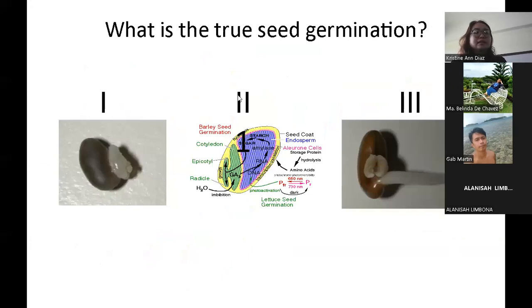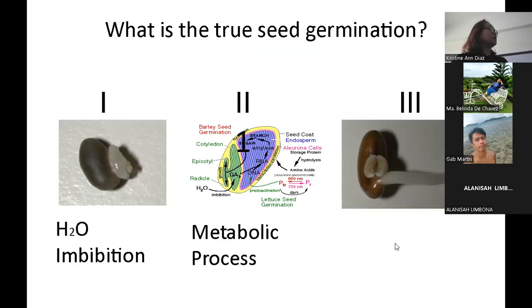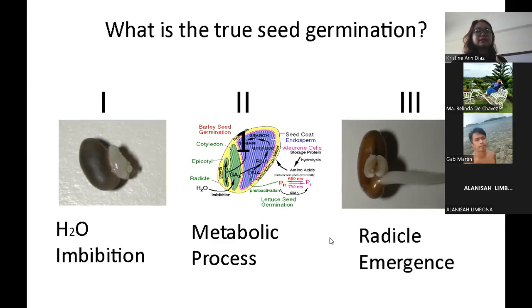Actually, the true seed germination occurs in the second stage, where the metabolic process occurs. For example, when you germinate seeds, that's what happens after water imbibition. This is water imbibition, and this is the metabolic process. So this is the radicle emergence, and the true seed germination is the metabolic stage.